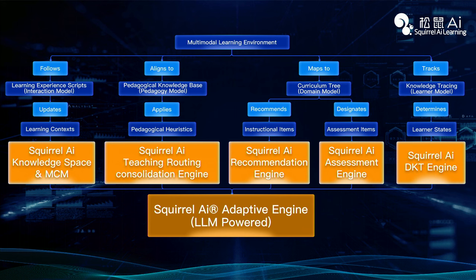For example, one agent has the function of following the students' learning behavior and providing MCM. And the other agent is to do the recommendation or assessment and also the deep knowledge tracing engine. I won't go deeper here.